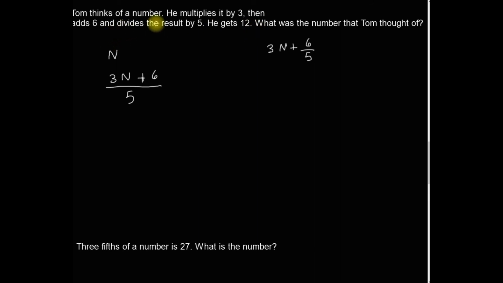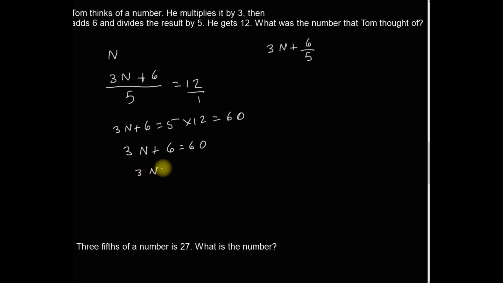It says he multiplies by 3, then adds 6, and then divides the result of 3n plus 6 by 5, and he gets 12. Okay, here I can write this 12 as 12 over 1. I have two fractions equal. I cross multiply. 1 times 3n plus 6 is 3n plus 6. Doesn't change anything. 5 times 12, which gives me 60. So I have 3n plus 6 is equal to 60.